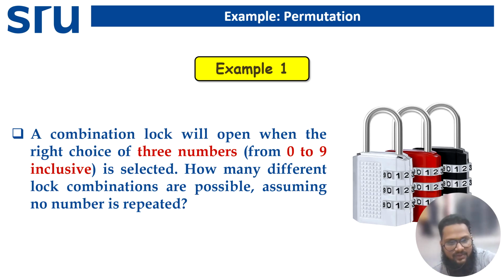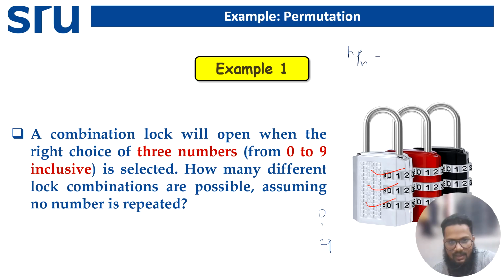So you have three different circles. If you see, here is one, this is one, this is one, three different circles, and the numbers are 0 to 9, right? So to solve this, first you have to think about two things if you want to use this formula.